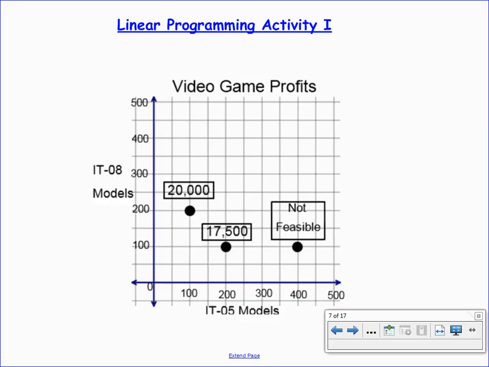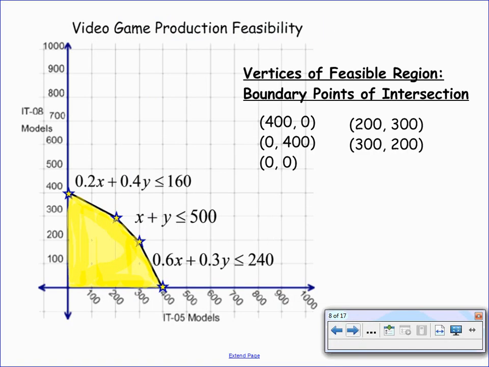So first, let's recap our video game problem. We saw that depending upon the number of 05 models and 08 models that your team decided to produce, you'd either produce a profit or not match all your constraints, and so you get not feasible. So if we went ahead and graphed the constraints on the XY coordinate plane and labeled the feasible region, we could find the corners, right?